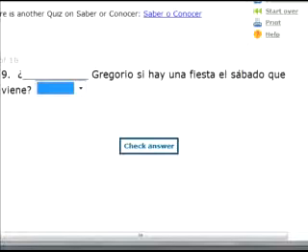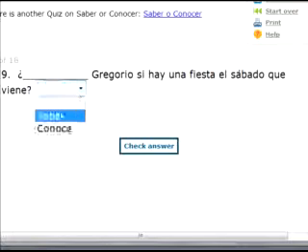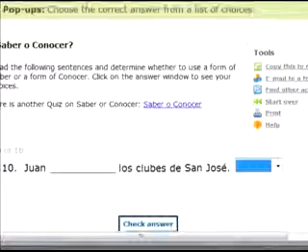Does Gregorio know that there's a party? I'm sorry, it's blank. Does Gregorio know that there's a party next Saturday? Sorry about that. It took me a second to figure out what I was saying. Does Gregorio know that there's a party next Saturday? He knows a fact. So it is sabe. Okay, muy bien.